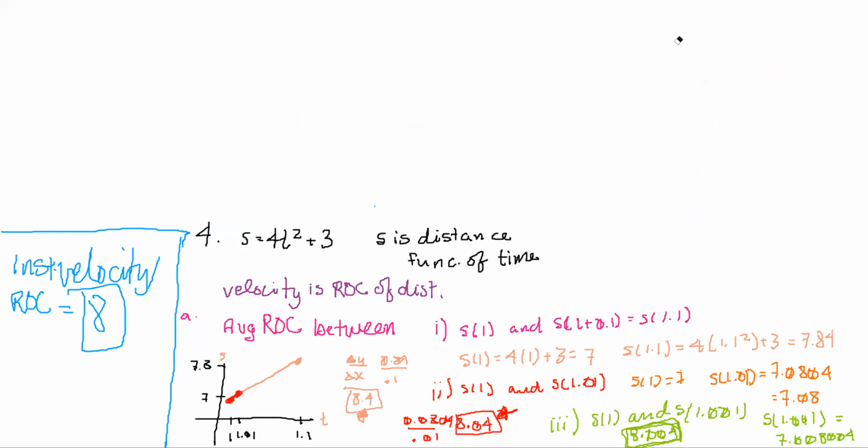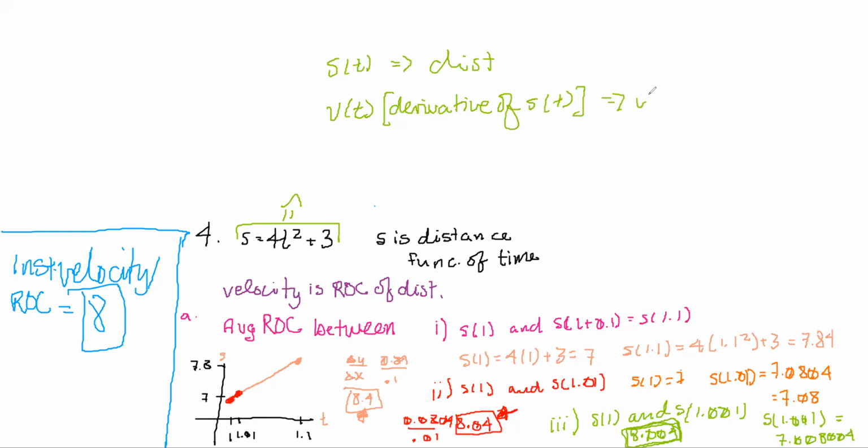Yep. So actually what we're doing here is estimating the derivative. We're estimating the instantaneous rate of change. And later on, you're going to see how exactly you can take a formula like this and get a derivative function out of it. It's not something that you can do right now. So we're estimating it using average rate of change. So s of t gives us a distance. V of t, the derivative of s of t, will give us velocity.